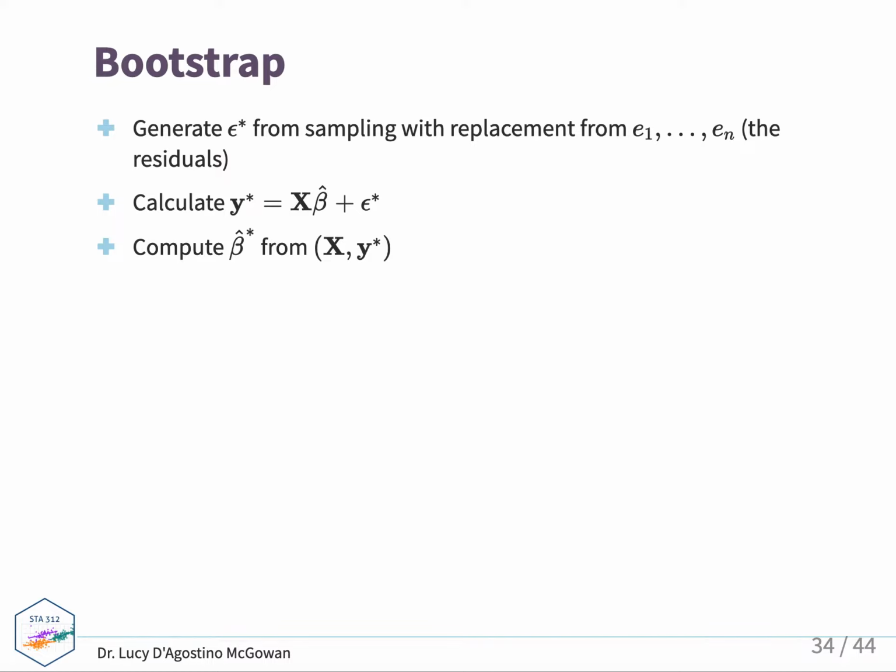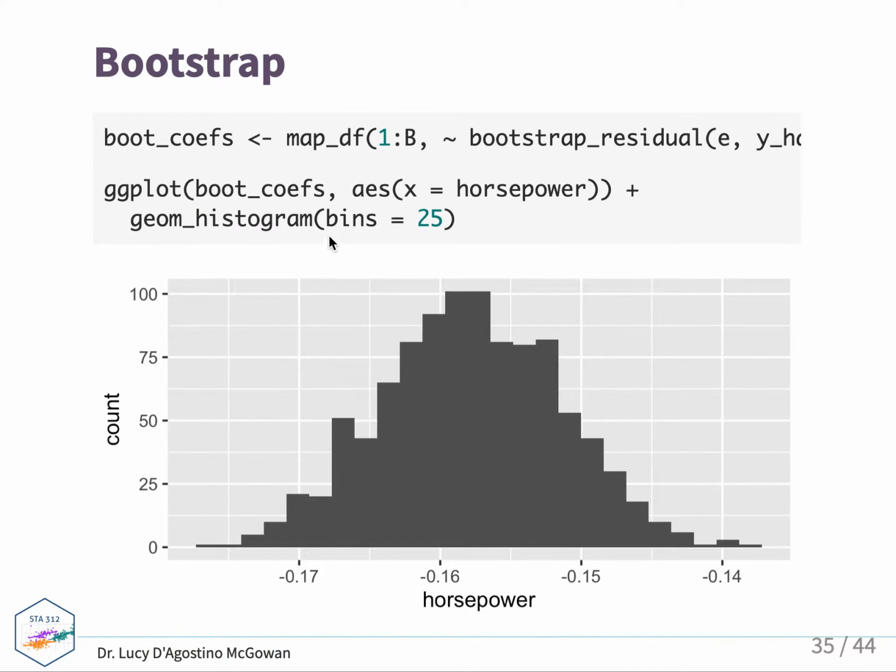Again, to reiterate the steps for a bootstrap, we generate this E star, so we're sampling with replacement from the residuals. Then we calculate that Y star, so that's basically using those resampled residuals and adding them to our Y hat to get this new Y star. And then we compute this beta hat star, this test statistic that we're interested in, this beta hat from our X and Y star.